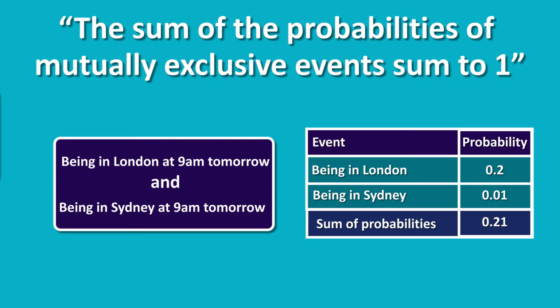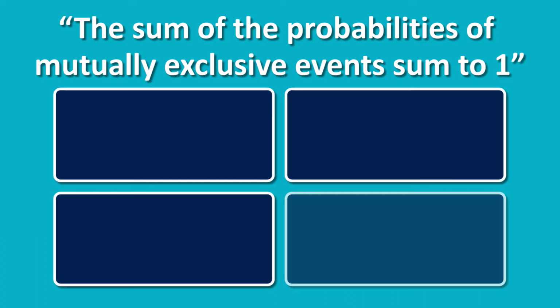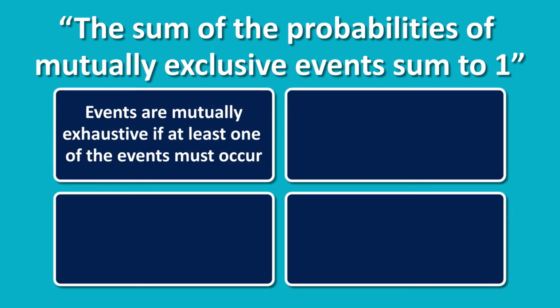Now, why do people make this mistake? I think they make this mistake because they forget the difference between mutually exclusive and mutually exhaustive events. Let's now look at what I mean by mutually exhaustive events. Events are mutually exhaustive if at least one of the events must occur.